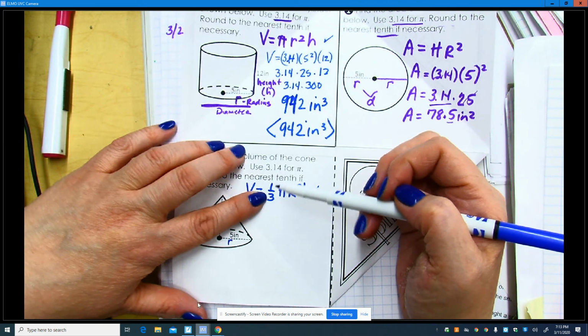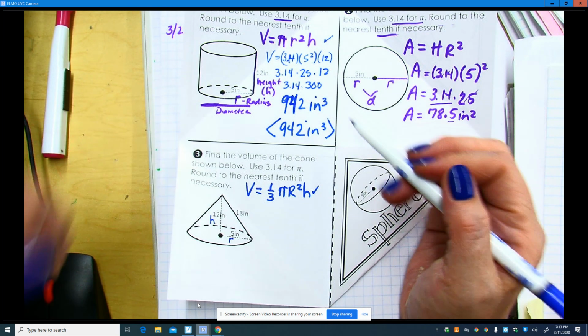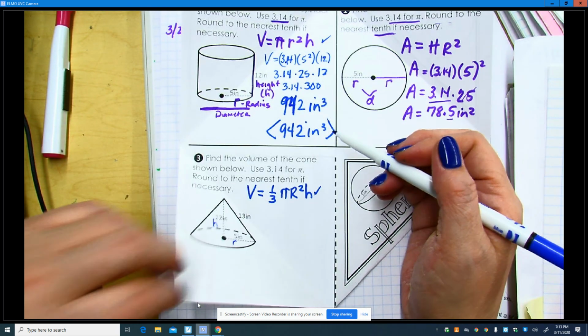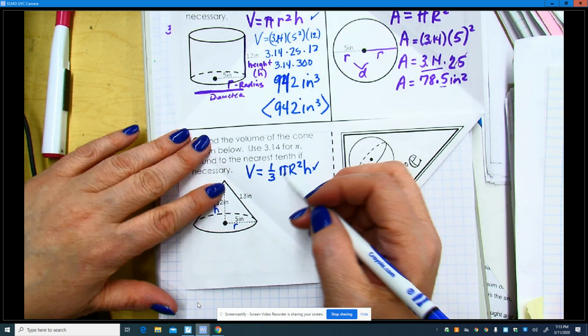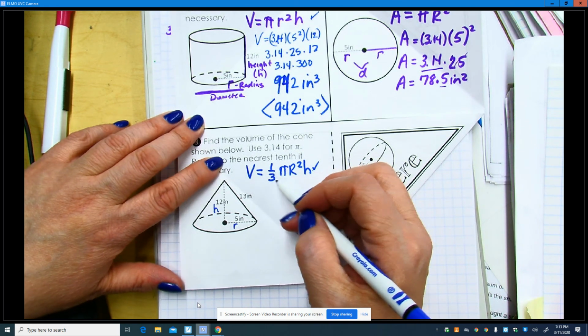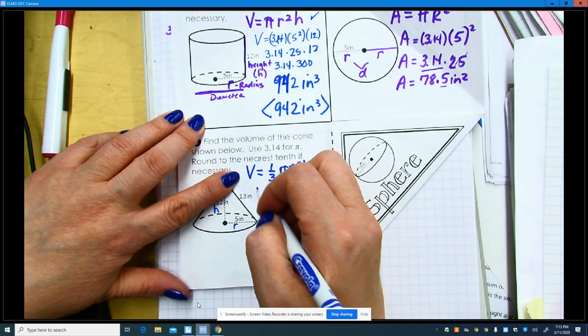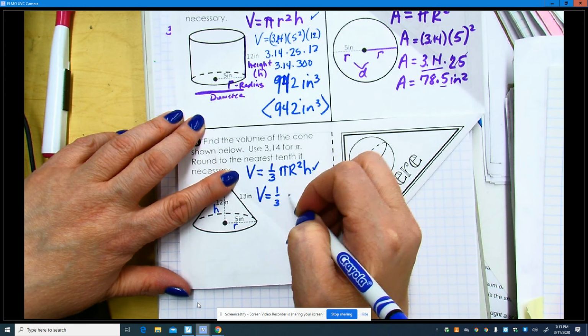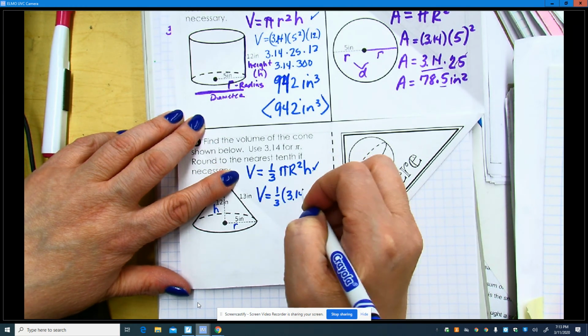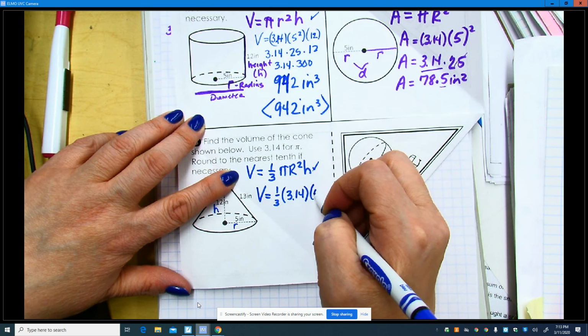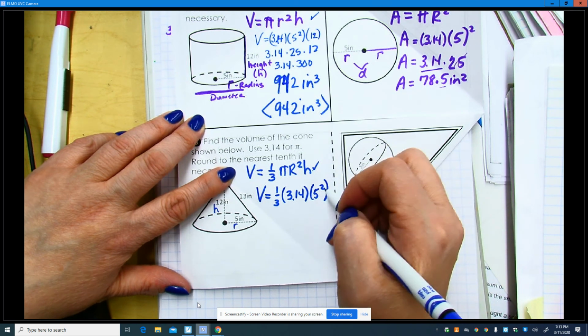So if you're looking at 1/3 of something, if you only get 1/3 of the candy bar, you're not getting the whole thing. It's less than. So that would be 3 of the 1/3 needed to fill the cylinder. So let's go ahead and put in the information. Volume equals 1/3. We know pi is 3.14. We know radius is 5, and we're squaring it, and our height is 12.